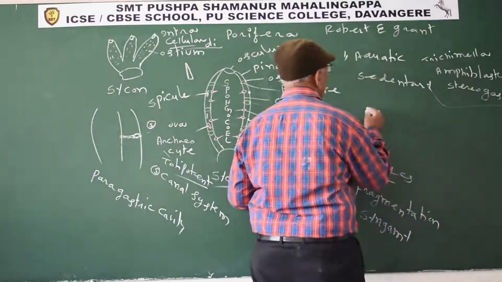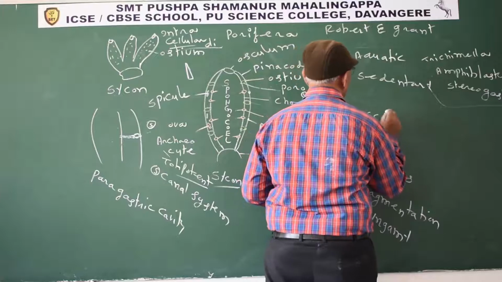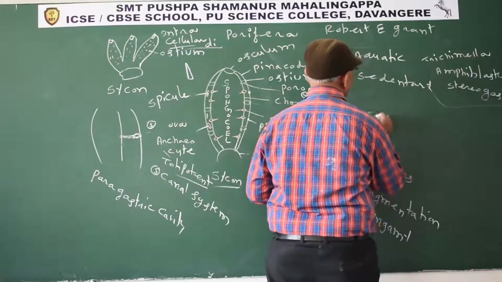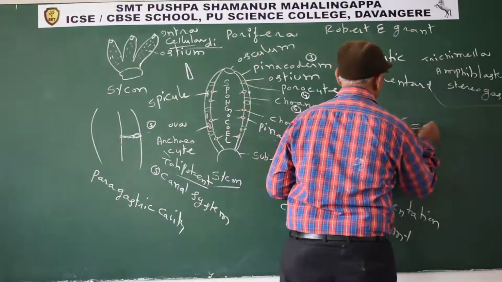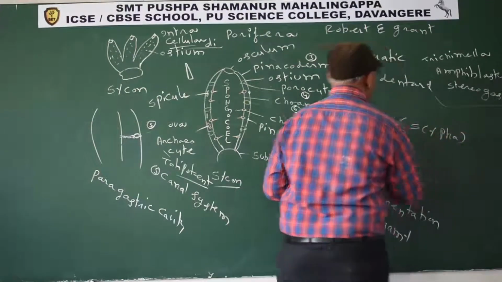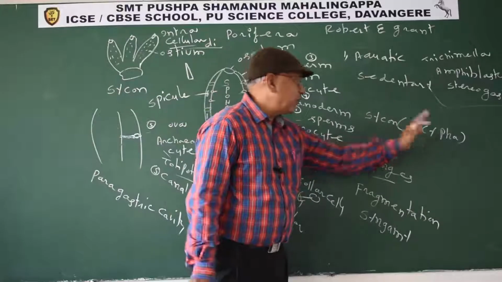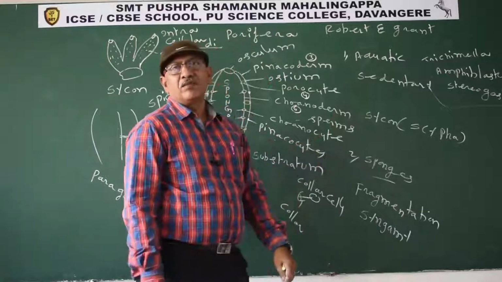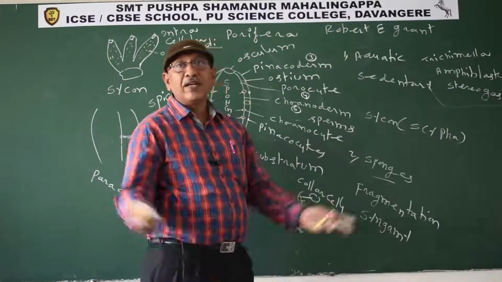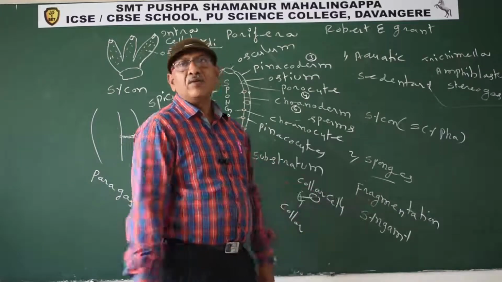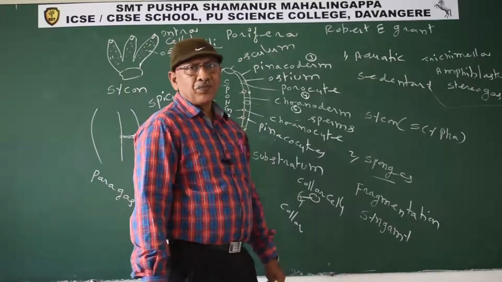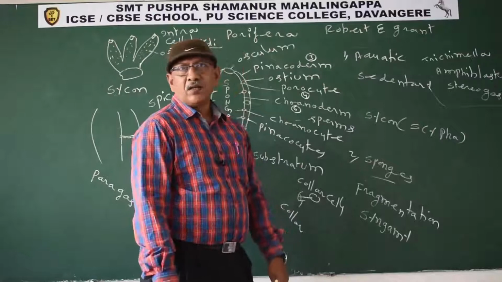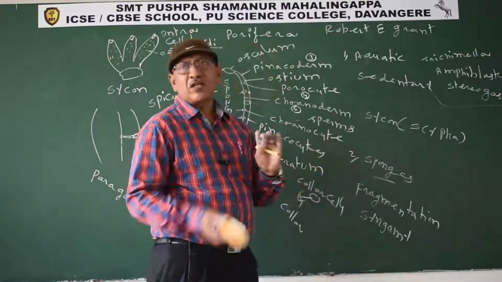Examples: Sycon, Scypha. So in the textbook it is given Sycon, within brackets Scypha. What is the inner meaning? It means two different scientists discovered the same animal in different countries or different regions of the same country. One scientist gave Sycon, another scientist gave Scypha. Both scientific names are correct.